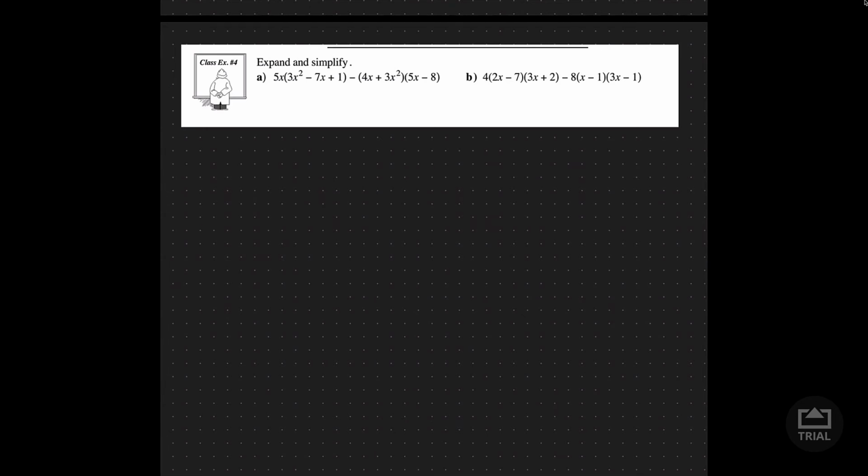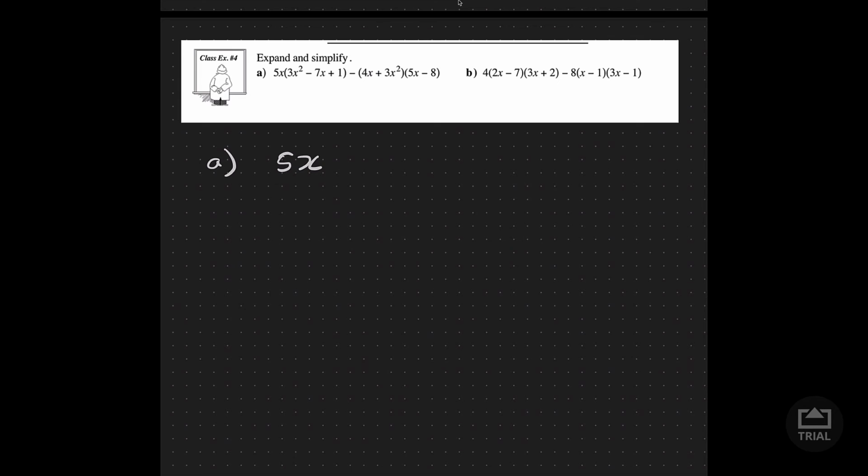Okay, moving on to class example 4. Again, same thing, just a little bit more complex. So basically, we'll take a look at letter A, example A. We've got a single term, 5x, being multiplied to a trinomial. Then we're going to subtract from that the product of two binomials. So we'll start off by dealing with the first part of that on the left.